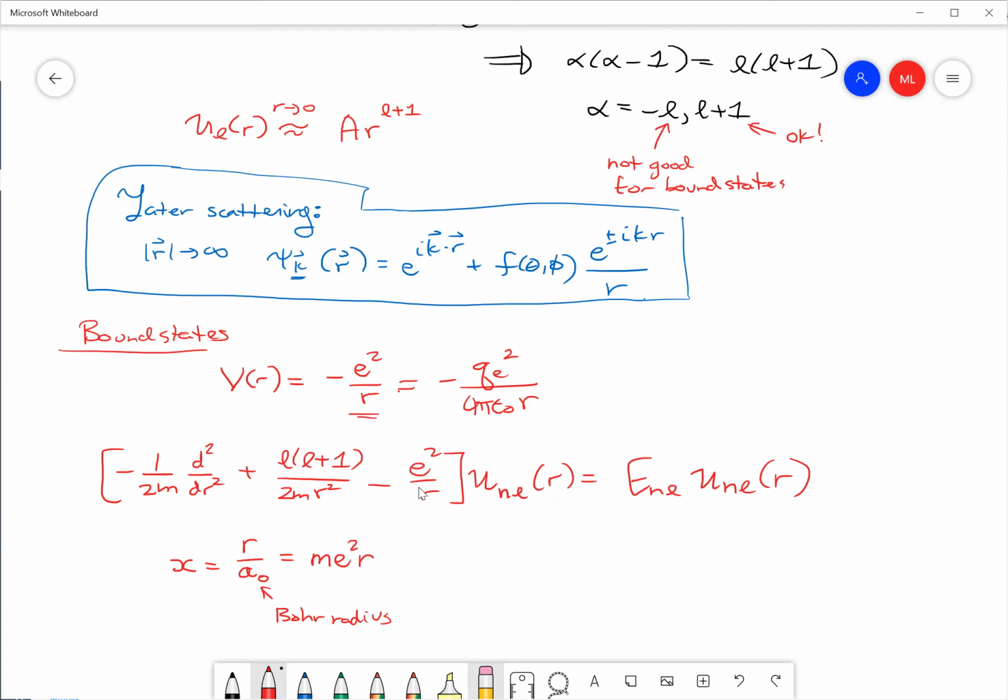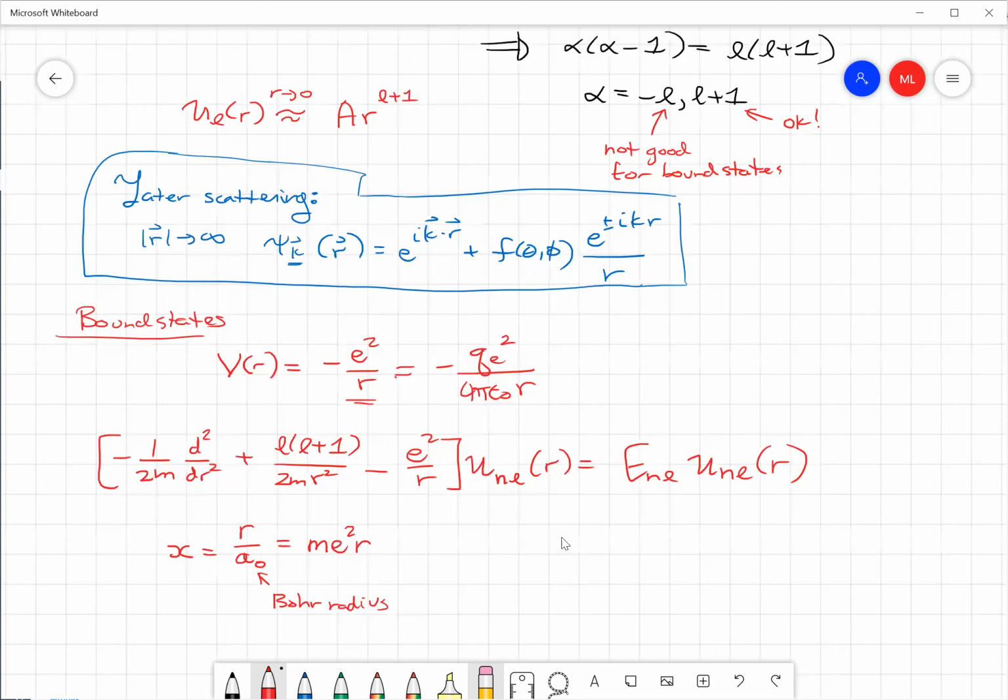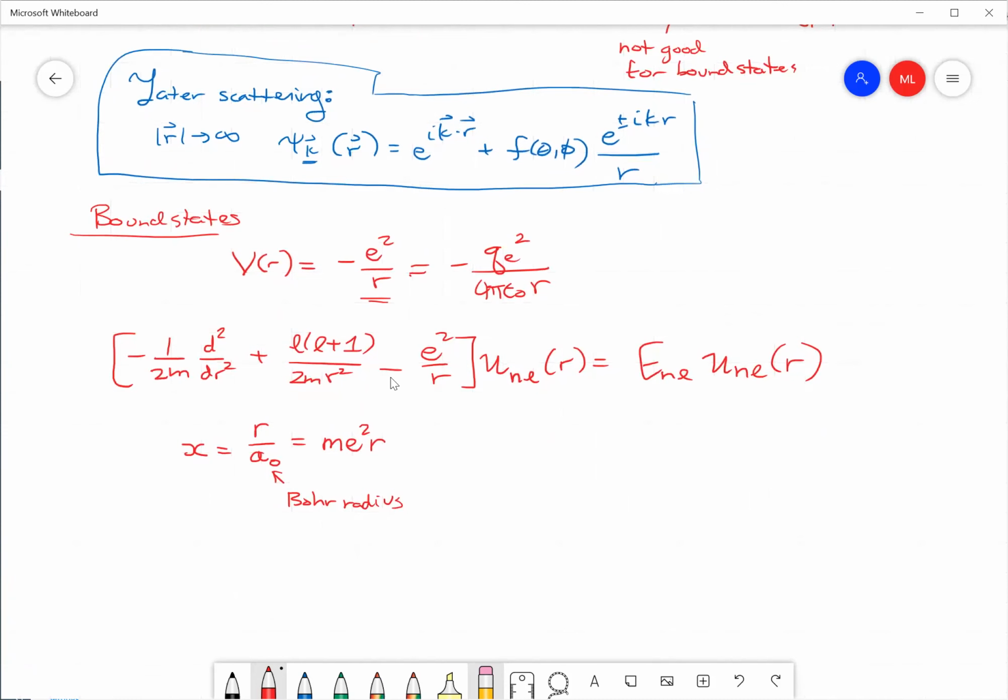It should make sense, right? We want to replace r with something that will cancel these e squareds and m's. The natural length you can generate using m and e squared is just 1 over me squared, so this is the natural dimensionless coordinate that you can define. And the other thing you want to do is define a new, rescaled energy.